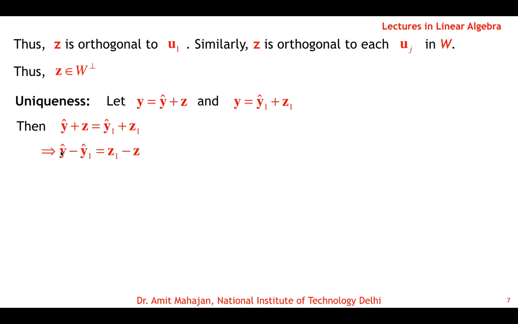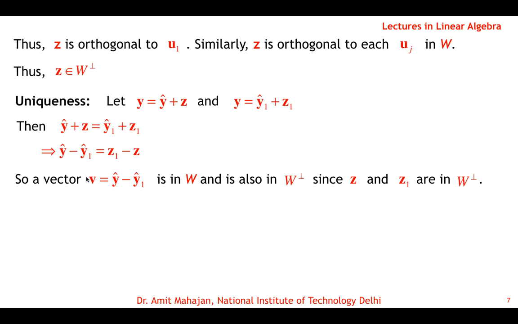So if I call this difference a vector v, then this v vector belongs to the w space. And if I am writing this difference as v, then automatically this difference z1 minus z is also v. Because z1 minus z belongs to w perpendicular, v also belongs to w perpendicular. Now we know that if any vector belongs to w as well as w perpendicular, then that vector has to be zero, because the dot product of this v vector with itself will be zero. So this implies v dot v is zero, which implies v has to be the zero vector.